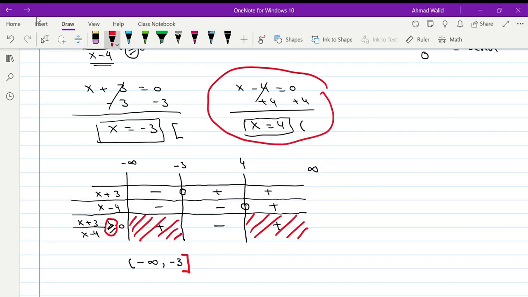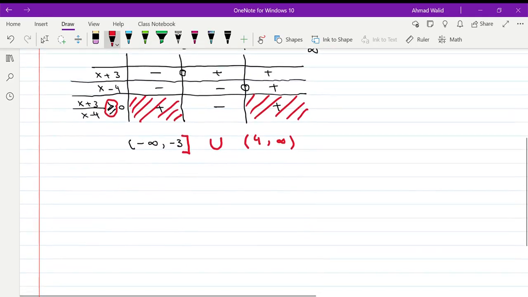Here, 4 comes from your denominator. You cannot include 4, and I already explained to you the reason. Bracket means included, right? If you include 4, it means the denominator becomes 0. It's undefined. Then use parentheses. 4, comma, infinity, parentheses. Of course, you need the union sign. This is how you solve a rational inequality.